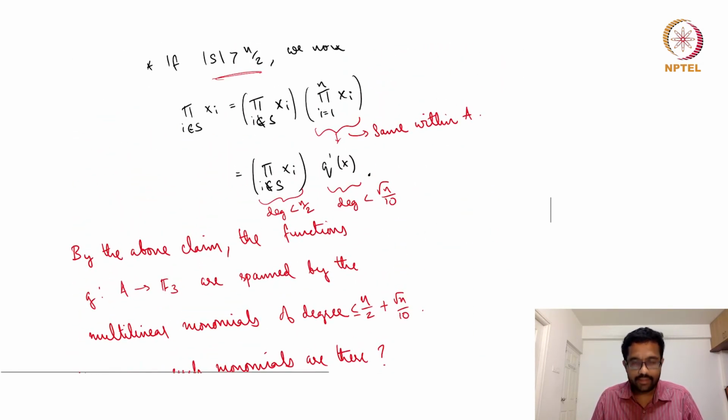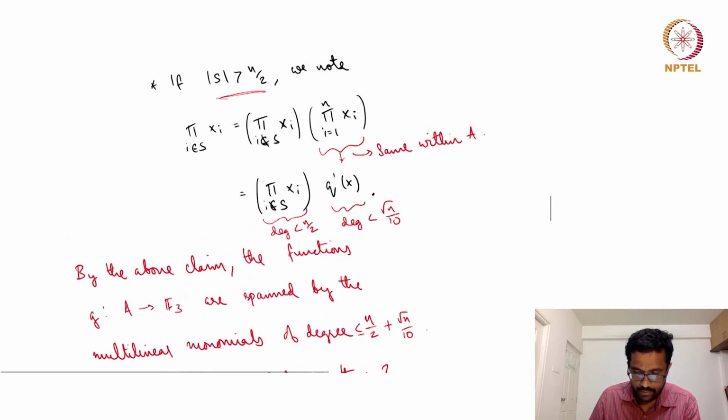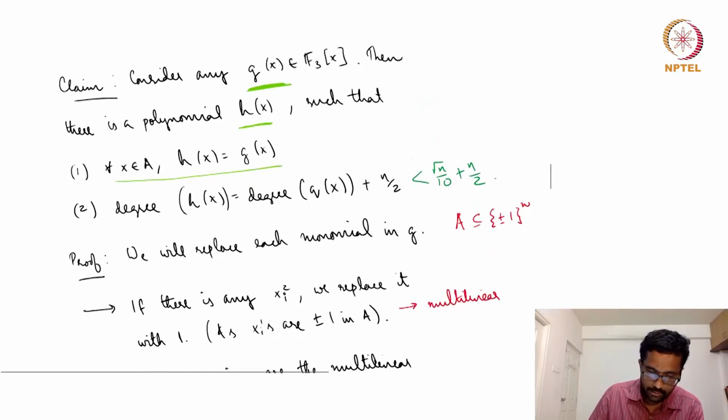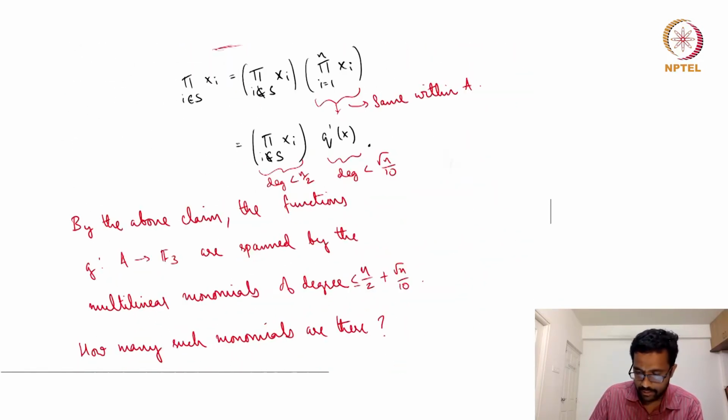Now where is the contradiction? The contradiction is, so again the claim is now proved, or this particular claim is now proved. Now we will get a contradiction.